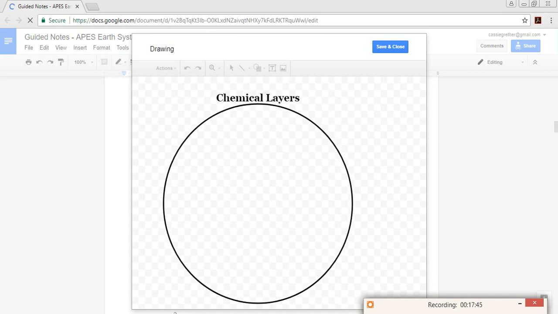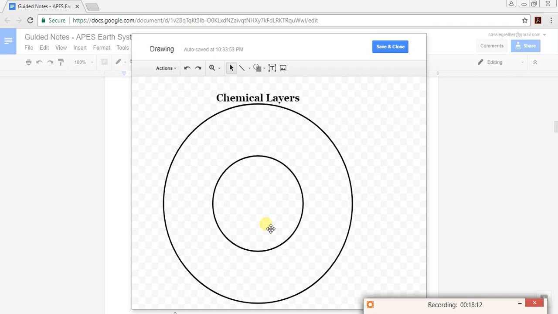Draw yourself a circle in the middle. This is going to represent our core. I'm actually not going to split this up into inner core and outer core. I'm just going to split it up into one. Now the chemical layers, they are not divided on how they move and interact in the Earth. They're divided basically on what they're composed of. So that's why we have the core as one thing, because the core is made primarily of metals. It's got iron and nickel for its main composition.